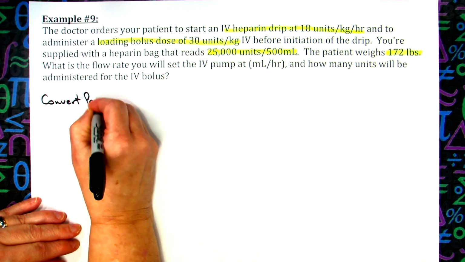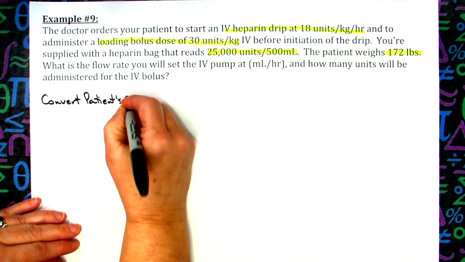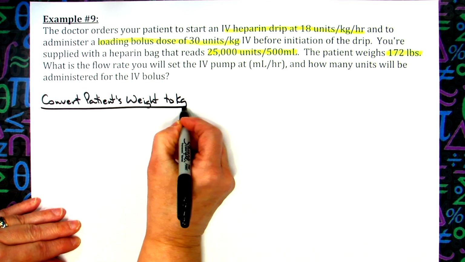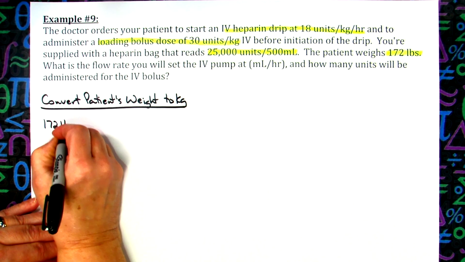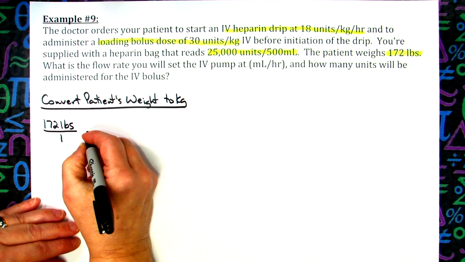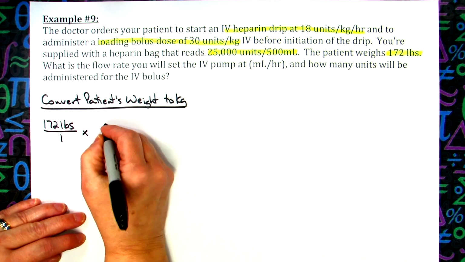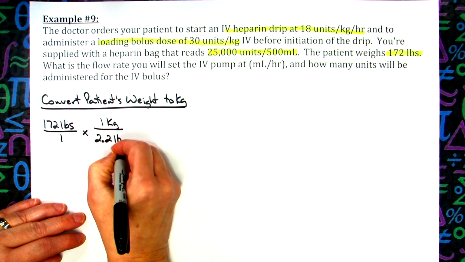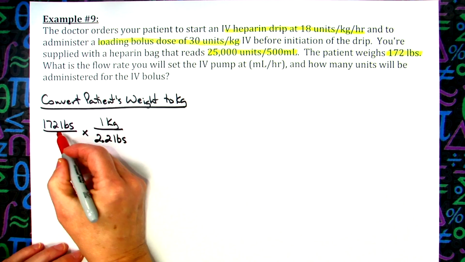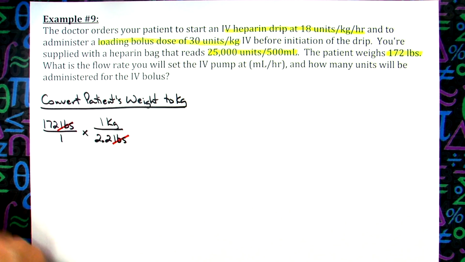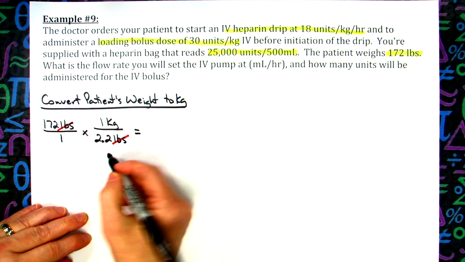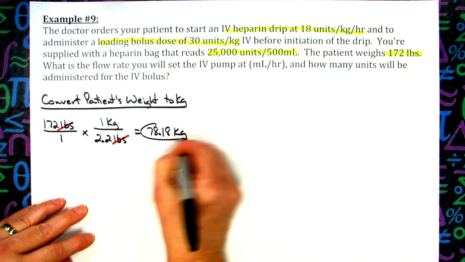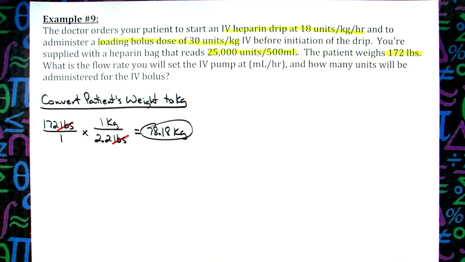So we're going to convert the patient's weight to kilograms. We've got 172 pounds. We'll put that over 1. Using the unit analysis, we would multiply by the conversion rate of 1 kilogram is equal to 2.2 pounds. That clearly shows you that your pounds on top and your pounds on the bottom cross out, leaving you with kilograms. You'll grab a calculator, do that division, and you'll get 78.18 kilograms. And then that number we will have to use in our remaining two calculations.